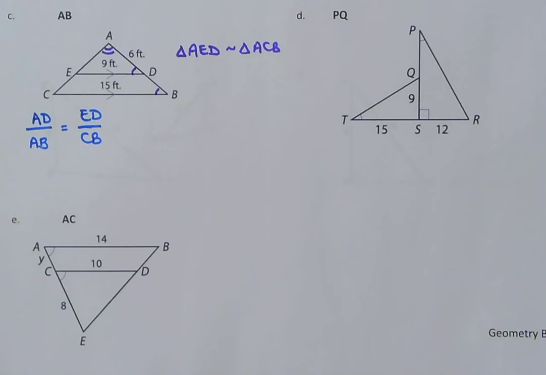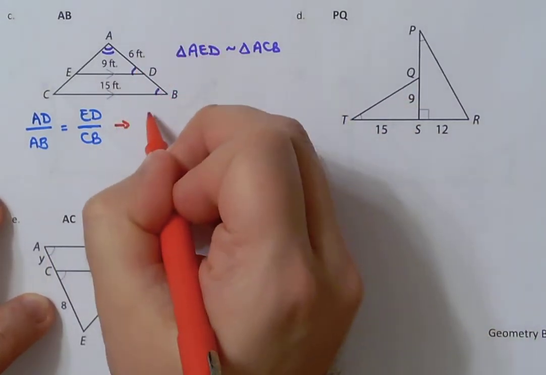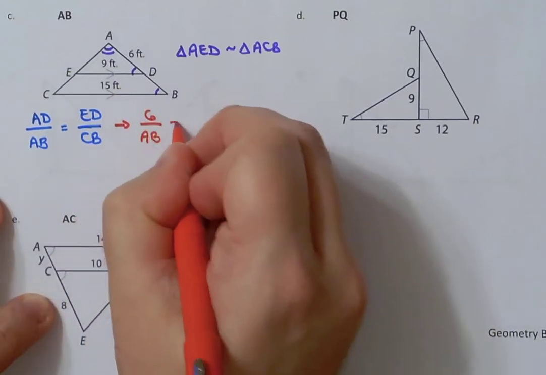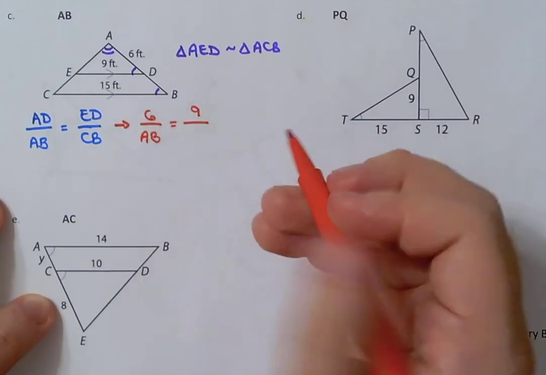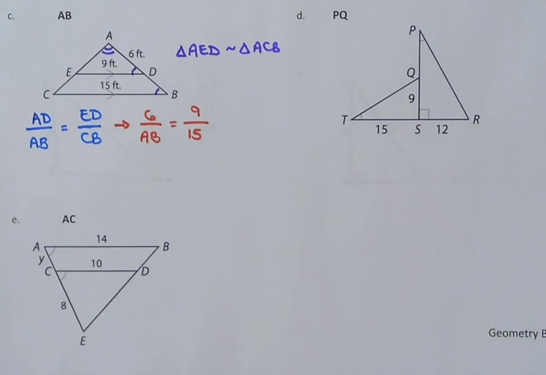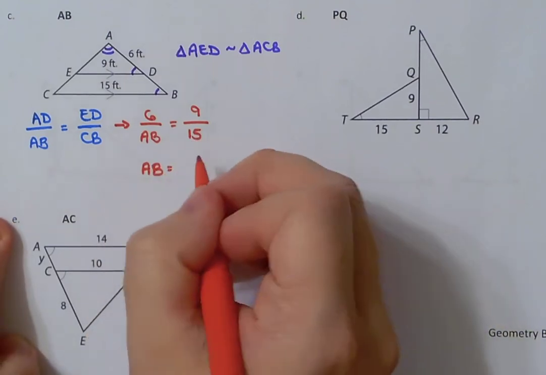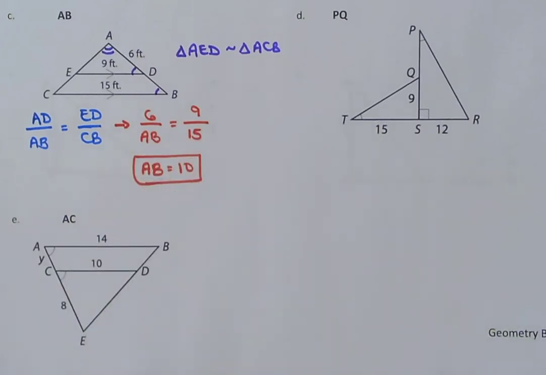So now that I have my proportion set up, we're just going to plug the values in. So AD is 6 feet. We want to figure out AB. And then we're told that ED is 9 feet and CB is 15 feet. So we're going to cross multiply and divide, and we would get AB to equal 10. And that is our answer for part C.